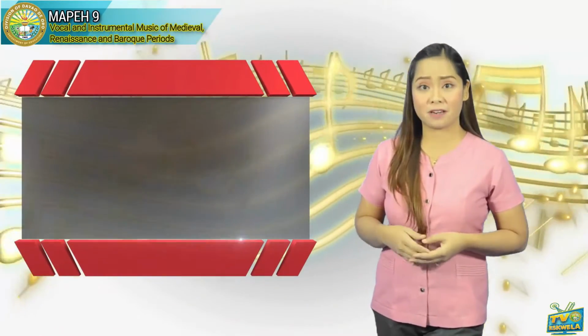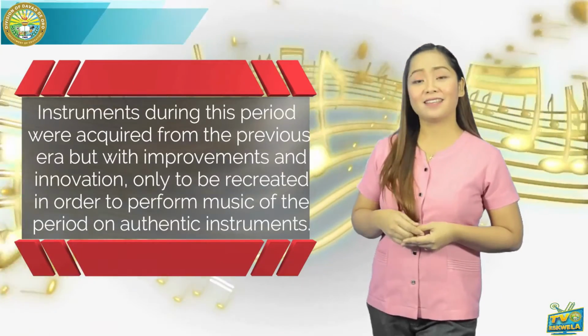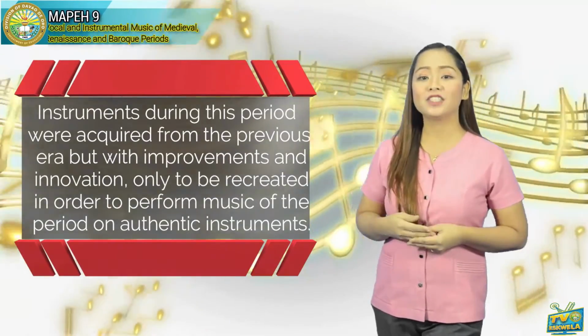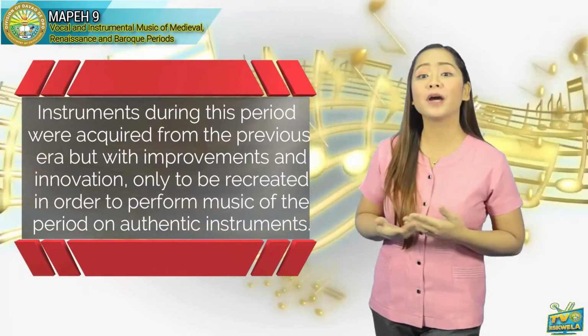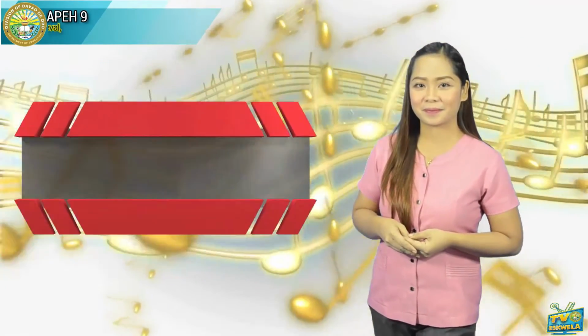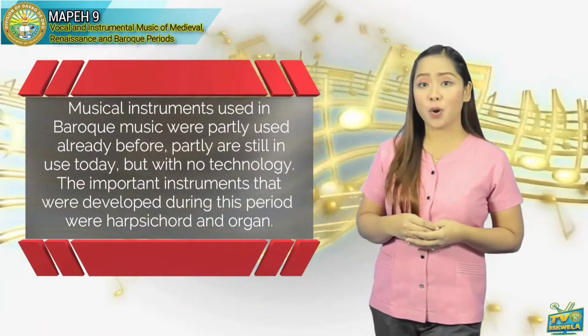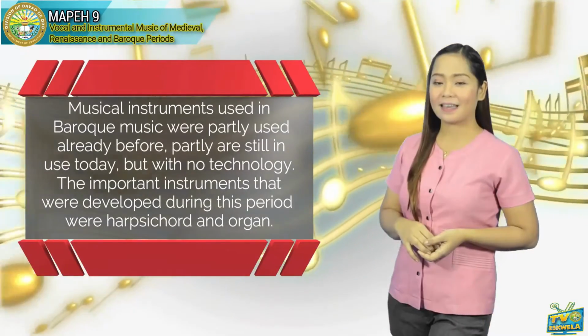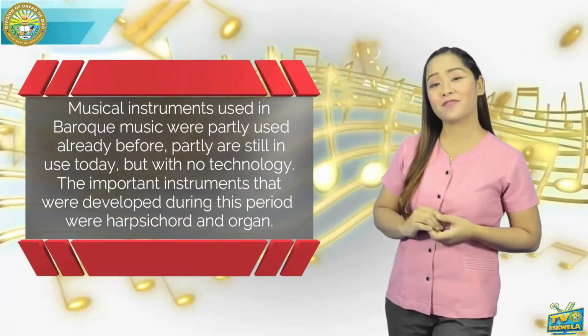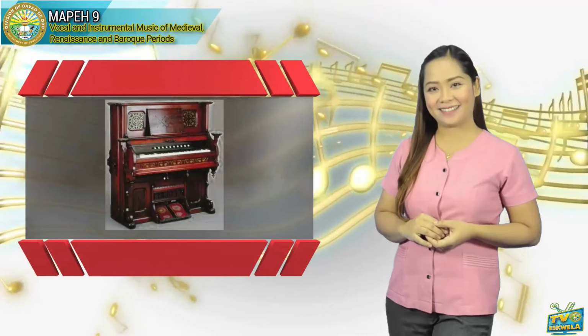Instruments during this period were acquired from the previous era, but with improvements and innovation, only to be created in order to perform music of the period on authentic instruments. Musical instruments used in Baroque music were partly used already before, partly are still used today. The important instruments that were developed during this period were harpsichord and organ.